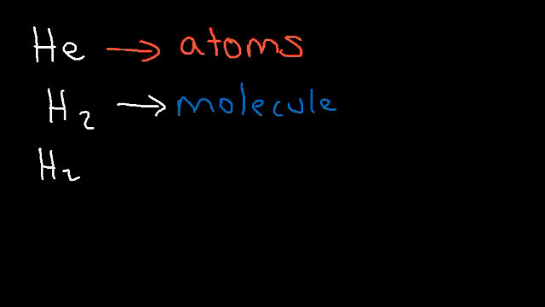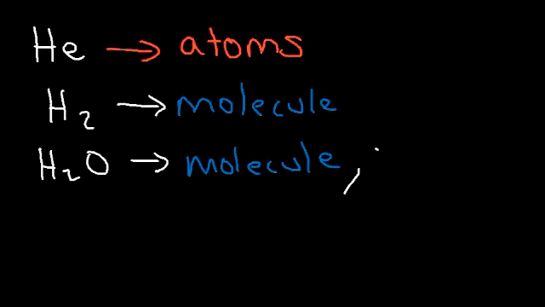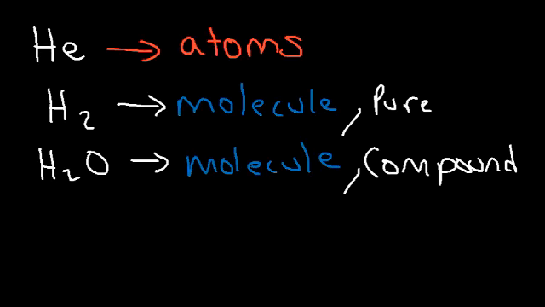H2O is considered a molecule because it's a particle that has two or more atoms. Now, H2O is also called a compound. A compound is a substance that has two or more different atoms. But H2 is not a compound because it has only one type of atom. So H2 is called a pure element.